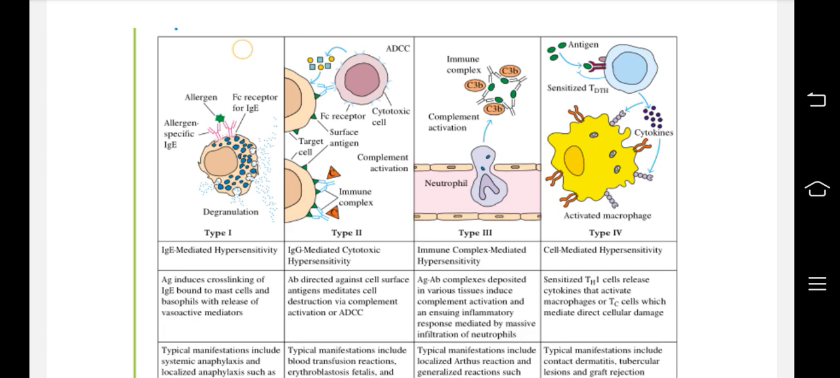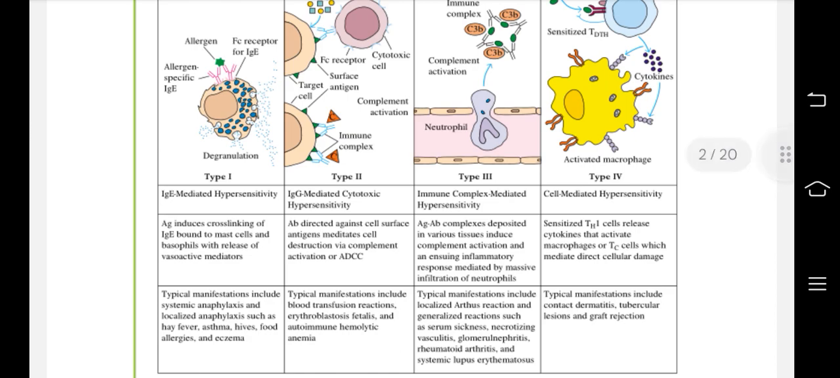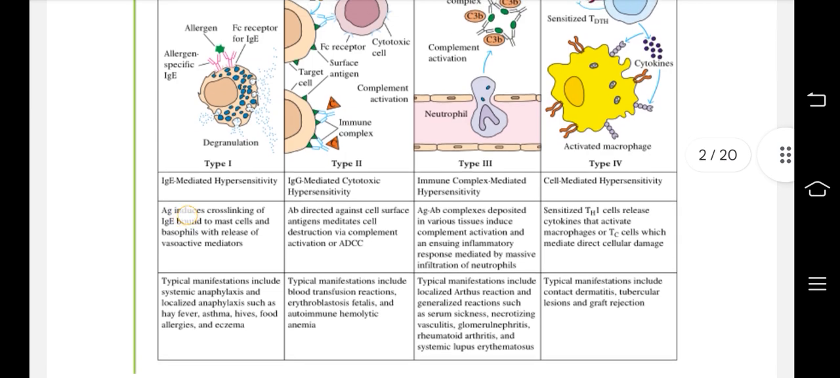So what is happening in this case of type 1 hypersensitivity? Type 1 hypersensitivity is IgE mediated hypersensitivity. AG induces cross-linking of IgE bound to mast cells and basophils with release of vasoactive mediators. Typical manifestations include systemic anaphylaxis and localized anaphylaxis such as hay fever, asthma, hives, food allergies, and eczema.